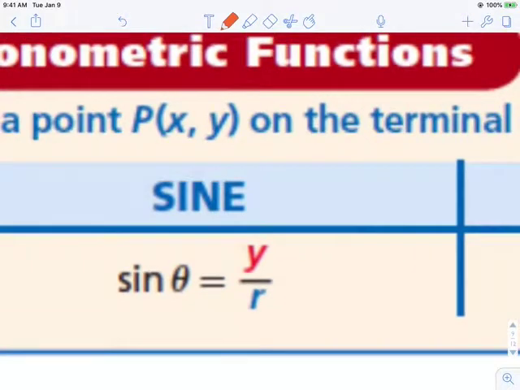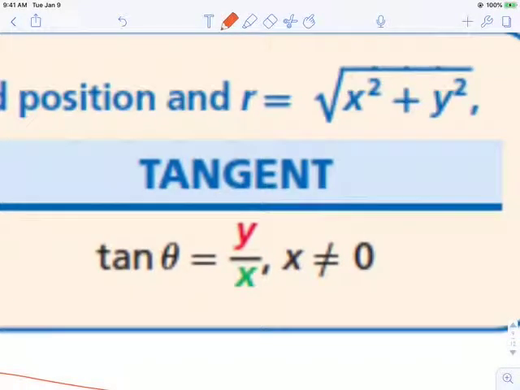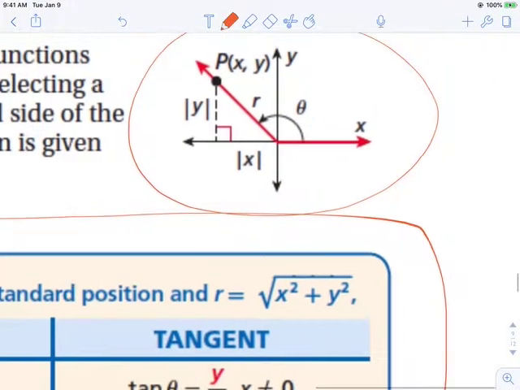Well, if you notice, sine is going to be y value over radius, or hypotenuse. Cosine, x value over radius. Tangent is going to be y over x. And let's go to the picture and find out why.